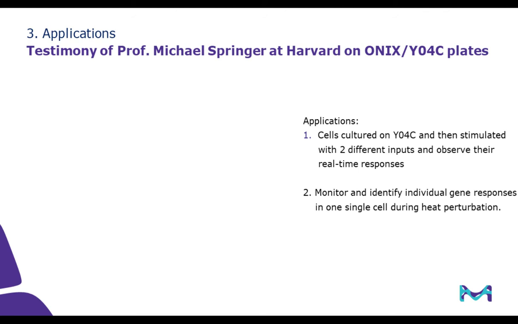Here's another testimonial. Another researcher, Professor Springer at Harvard, used ONIX Y4C plates to stimulate cells with 2 treatments and see how cells decide what to do. Also, they use the system to heat shock the cells and see genes turning on and off during perturbation. Let's hear him explain in his own words.